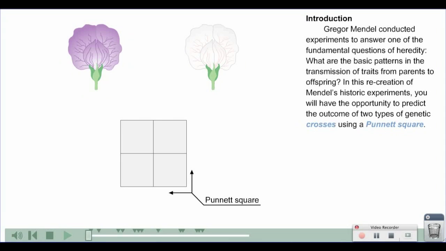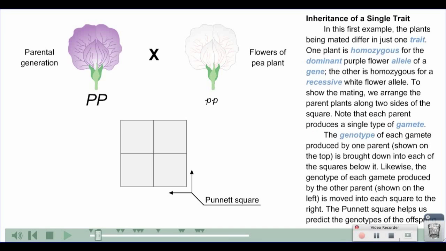Gregor Mendel conducted experiments to answer one of the fundamental questions of heredity. What are the basic patterns in the transmission of traits from parents to offspring? In this recreation of Mendel's historic experiments, you will have the opportunity to predict the outcome of two types of genetic crosses using a Punnett square. In this first example, the plants being mated differ in just one trait. One plant is homozygous for the dominant purple flower allele of a gene. The other is homozygous for a recessive white flower allele.